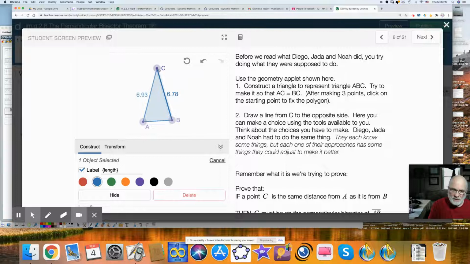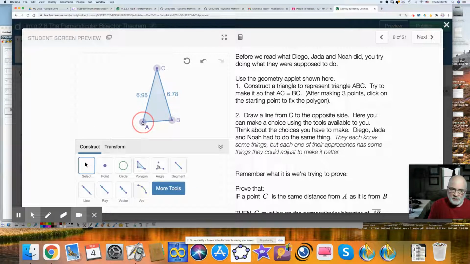Well, they're not quite the same. Let's see, I can make them the same. I can move this one just a little bit longer. I don't know if I can make it exactly 7, I'll try 7. If I can make this one 7 too, that'd be good. There. Now I know that these two are the same because I've constructed it that way.